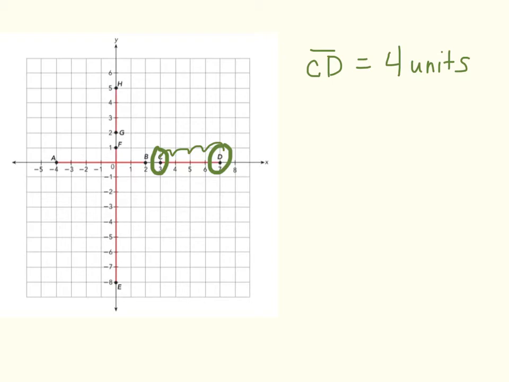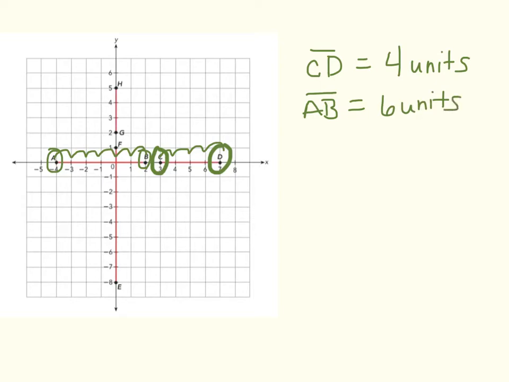Coordinates of A and B are -4, 0, and 2, 0. Once again, we'll simply count the number of units from -4 to 2. 1, 2, 3, 4, 5, 6. So the length of line segment AB is 6 units.